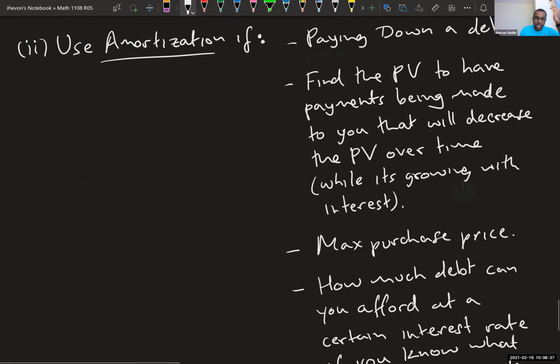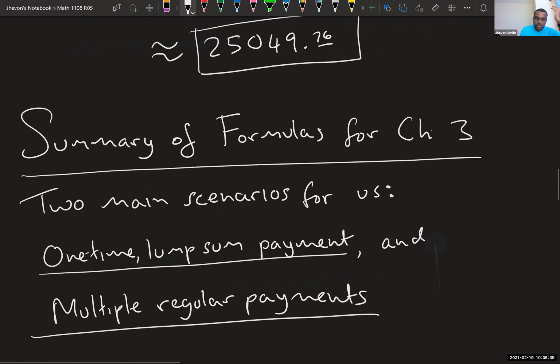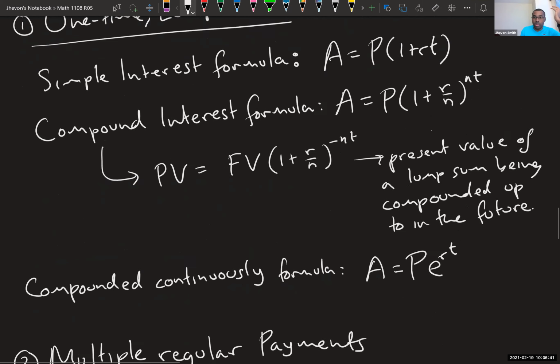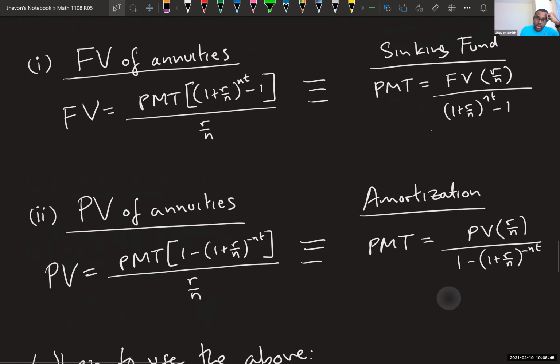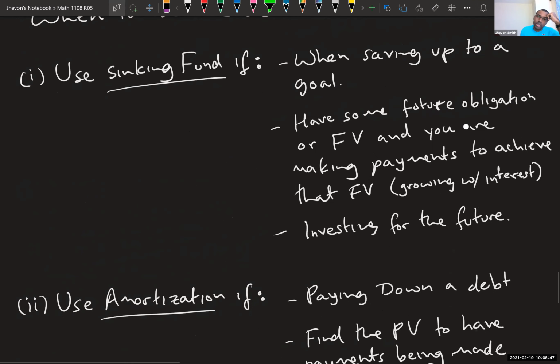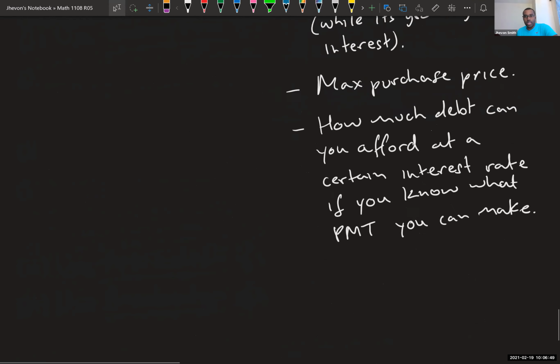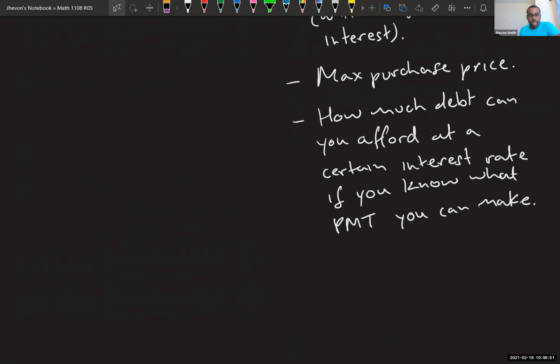These are the scenarios. So you can have one-time payments, in which these formulas come into play, or you can have multiple regular payments in which these formulas come into play. When do you use which formula? Well, in these situations, right? So that's just kind of a summary because we've covered a lot. We did a lot of examples. I just wanted to summarize so you have an idea of which direction to go in. That would be very important.